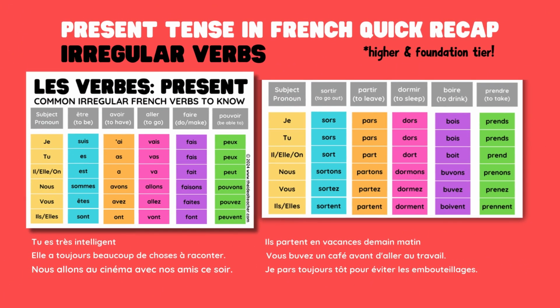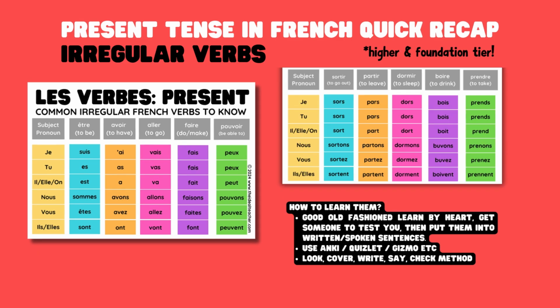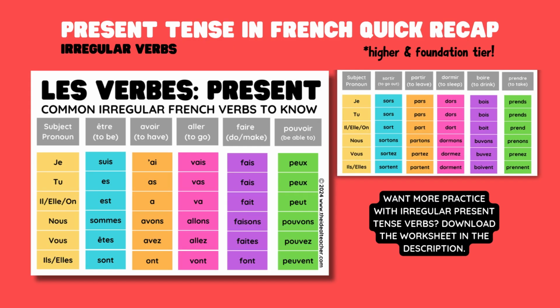Also, do you know your irregular verbs? This is where people kind of struggle a little bit at higher tier. Do you know all of these verbs in their forms for all the different people? If you don't, make sure you note down the ones that you don't know and learn them. And try to use them in your writing and your speaking, and they may come up in translation activities.